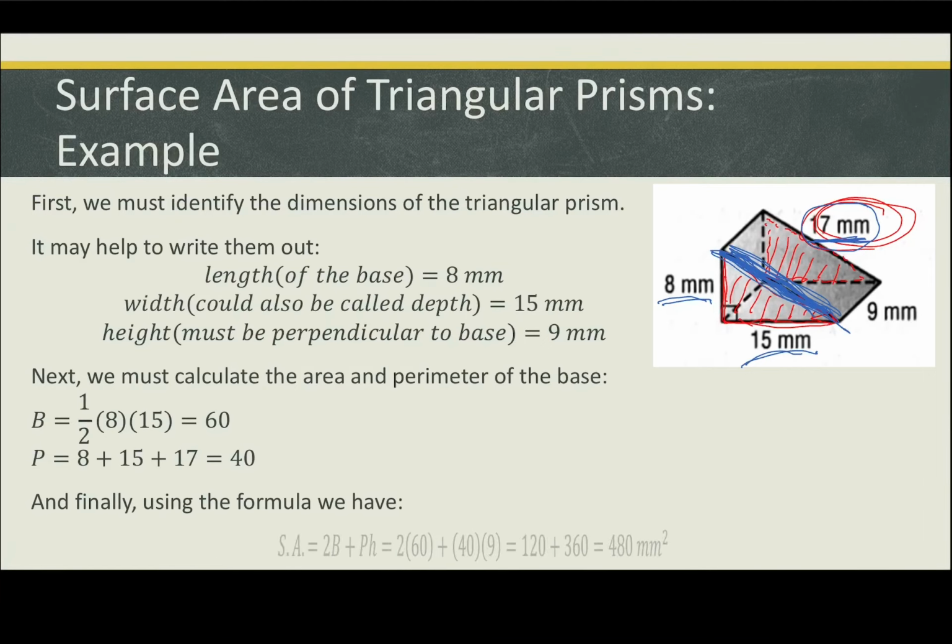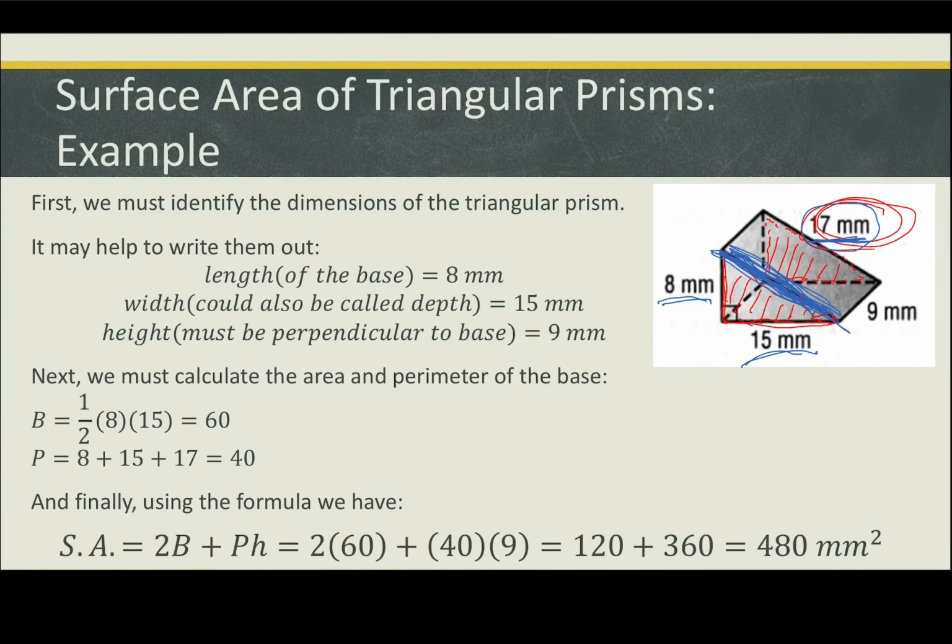And again, the formula is the same. So we have 2 times the area of the base plus the perimeter of the base times the height. Substituting in what we just calculated, we have 2 times the area, which was 60, plus the perimeter, which was 40, times the height, which we have as 9. That's going to equal 120 plus 360. And then we add those together, and we get 480 millimeters squared. So again, the formula is the same, but always recognize what the base is before finding your dimensions and then using the formula to find your surface area.